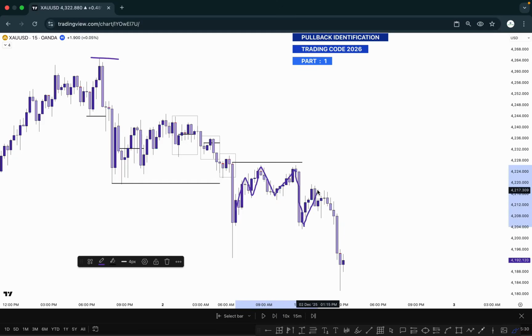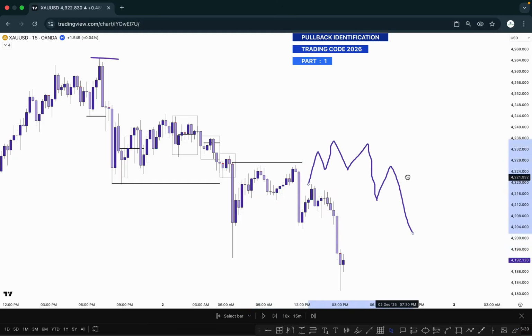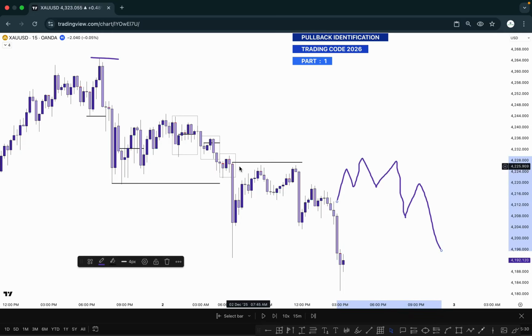This is a pullback, and again a pullback is here. So what is this one? This is our internal pullback. Where is the major pullback? This one. The market should break this high so we can confirm. So we can confirm the valid pullback is here.